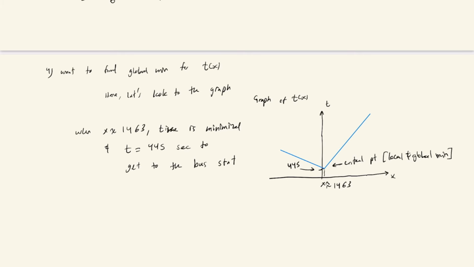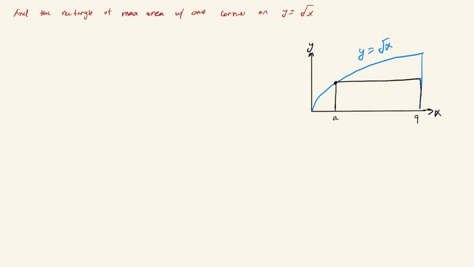Now we have this problem: find the rectangle to maximize the area with one corner on the function y equal to square root of x. So notice here we have this rectangle going from a to 9, with one corner at the graph of y equal to square root of x.